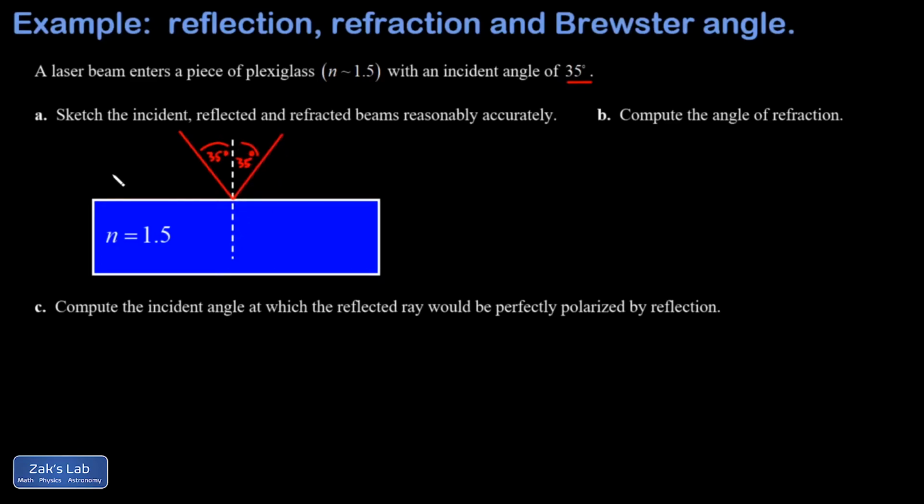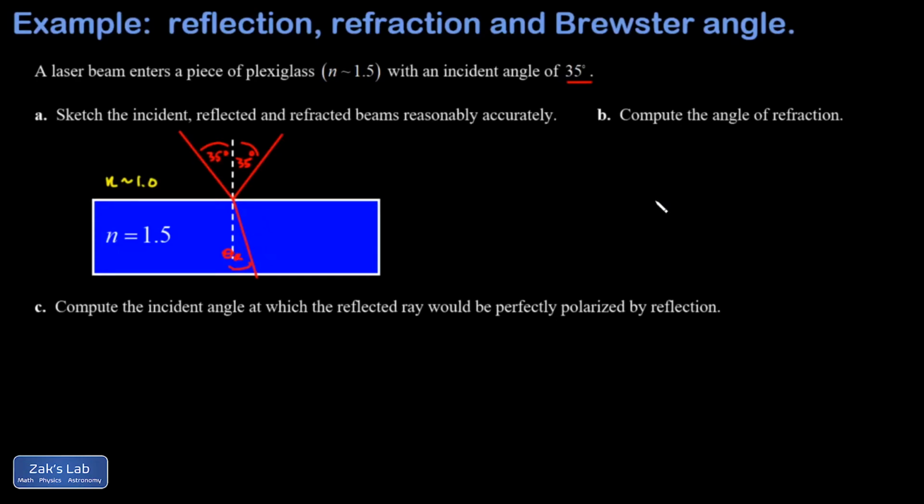The assumption here is that this is air, and air has an index of refraction of about 1. This is a transition from a faster medium to a slower medium, and that means my refraction bends toward the normal line. And I'll just label that as theta r. So that's part A. And then in part B, we want the angle of refraction.